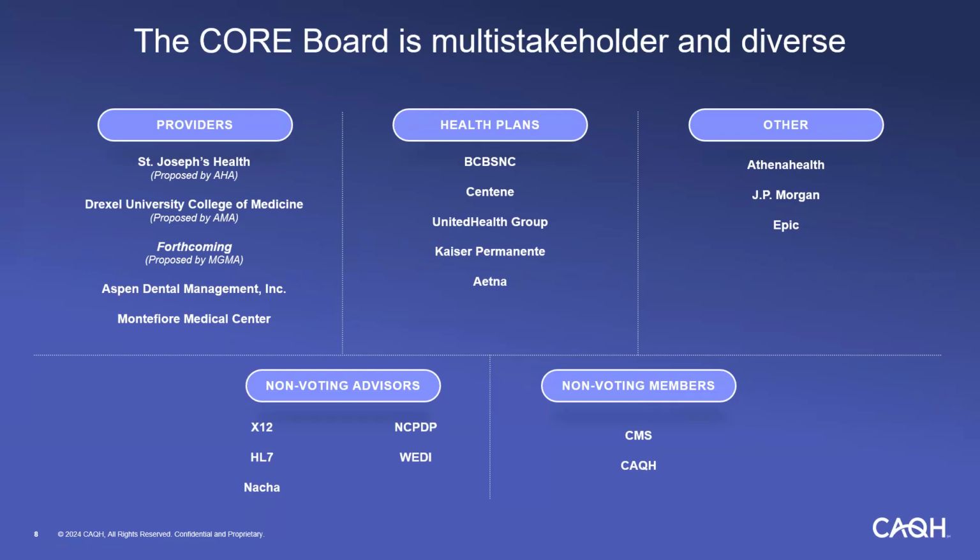Again, many of the provider organizations or associations propose an individual provider to sit on our board. Along with the health plans, this term includes Blue Cross Blue Shield of North Carolina, Centene, United, KP, and Aetna. We also have three additional board members. They can fit into different types or categories. This cycle of our board includes Athena Health, JP Morgan, and Epic.